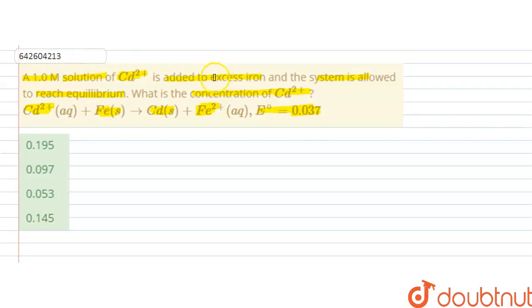So in this question we are given that a 1 molar solution of cadmium 2 positive is added to excess of iron and this system is allowed to reach equilibrium. We have to calculate the concentration of cadmium 2 positive at equilibrium. First, let us write the reaction: cadmium 2 positive aqueous plus iron solid forms cadmium solid plus Fe2 positive aqueous.